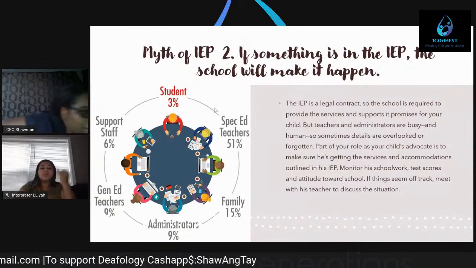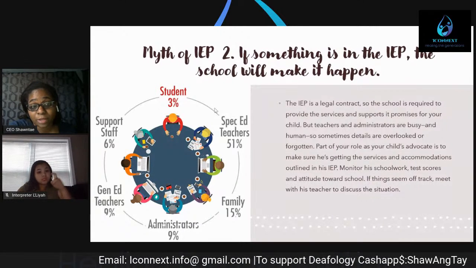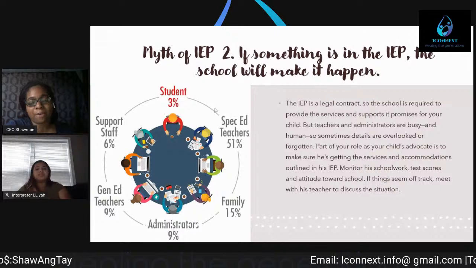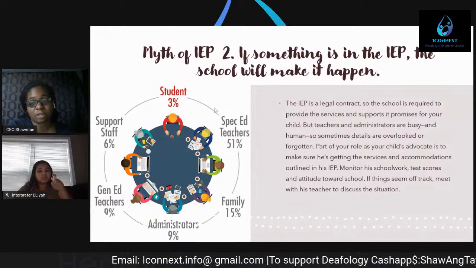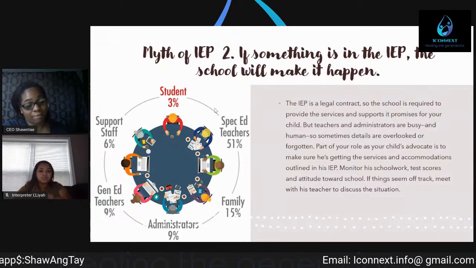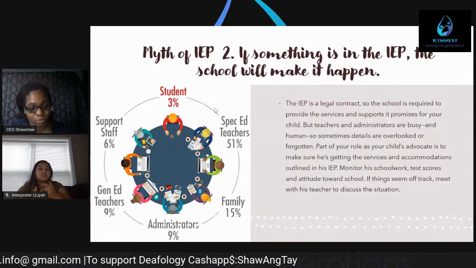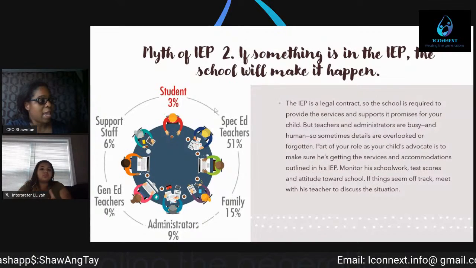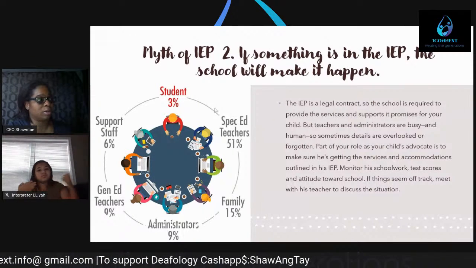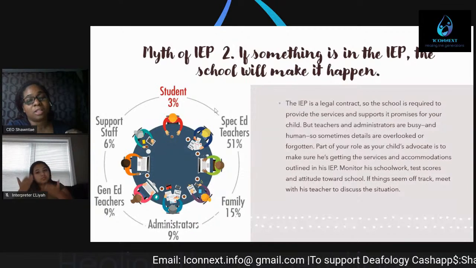Number two, if something is in the IEP, the school will make it happen. They're supposed to. So it goes back to the IEP is a legal written document. If it is put in the IEP, they should be making it happen. If it says that your child needs an interpreter, guess what? Your child better have an interpreter. If it says that your child has to sit in front of the classroom, guess what? That child needs to be sitting in the front of the classroom. If it says that your child needs special equipment or testing, extra time on testing, read to them, whatever, if they need a device, they have to provide that.